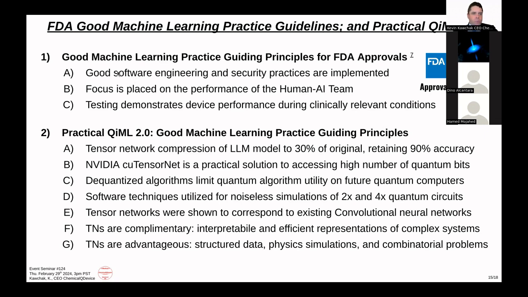So what was covered this week is basically we saw the good machine learning practice guiding principles, basically 9 different examples of that, from software engineering, human-AI teams, clinically relevant conditions. And the big thing with practical quantum-inspired machine learning 2.0, meaning these are approximations that are efficient and effective to run on classical hardware: tensor networks.